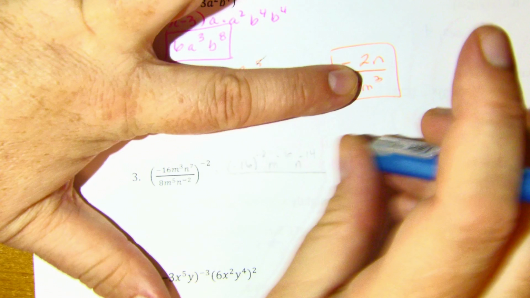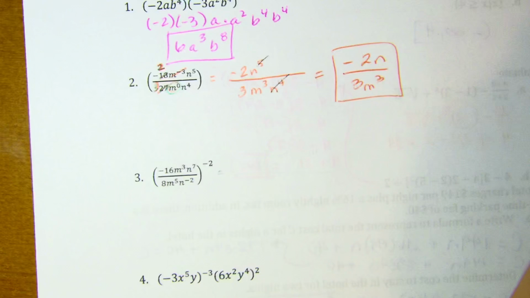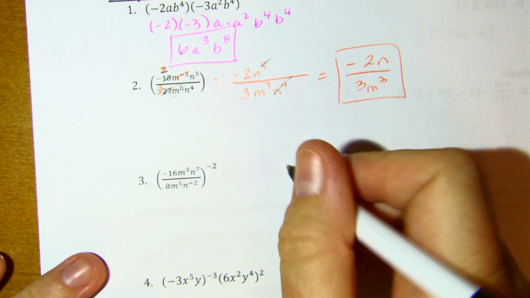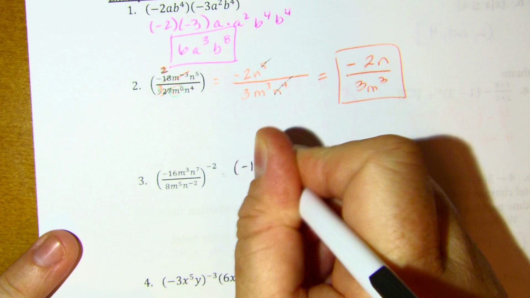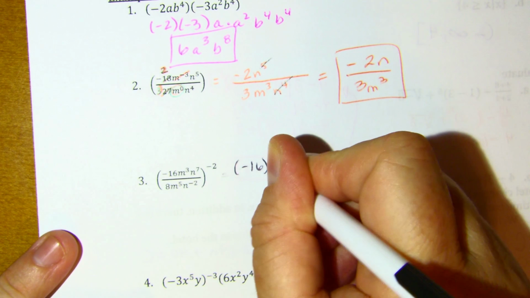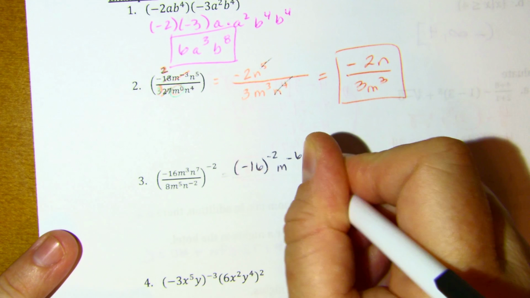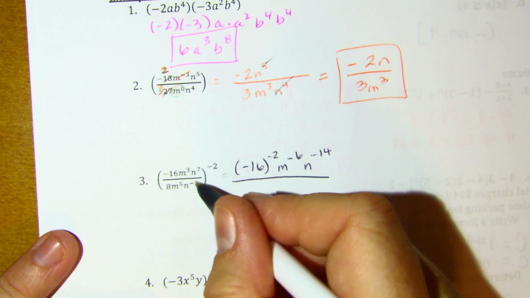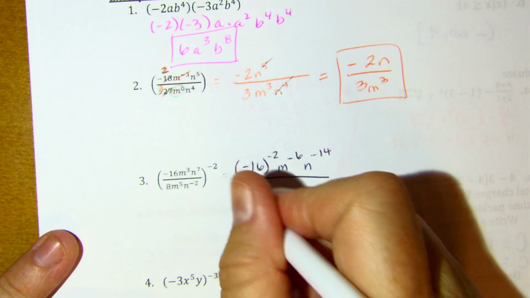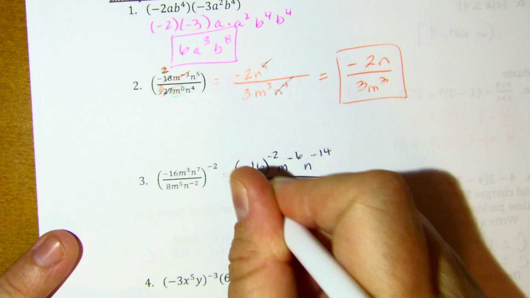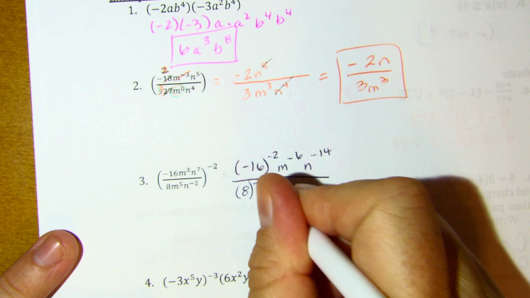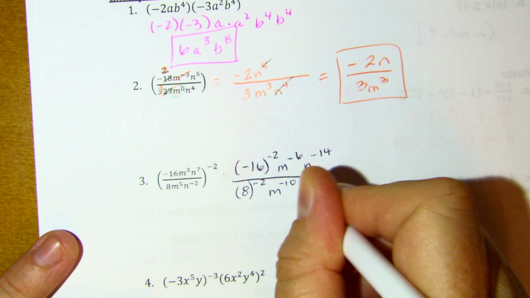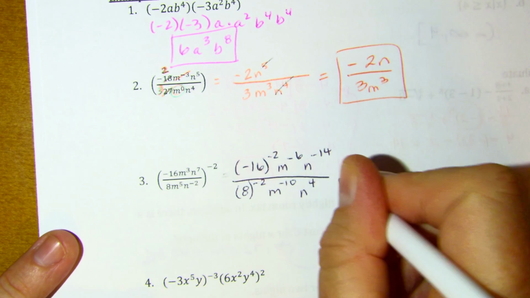I'm realizing you can't see my pencil very well, so let me go ahead and do this in another color here. That was negative 16 to the negative 2. That was m to the negative 6 and n to the negative 14. And on bottom, because the parentheses cover the whole thing, we have to distribute that negative 2 as well. So 8 to the negative 2, m to the negative 10, and n to the positive 4.